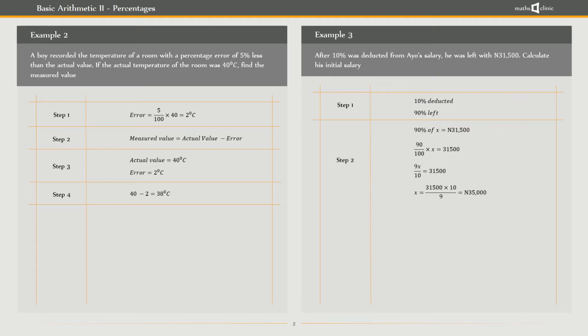Very simple. Just one principle you need to take note of: if you have a whole, you have 100%, and when you take 10% out of this whole, you have 90% left. So what he was left with was 90% of the initial salary, x, which equals 31,500, and from that point on, it's just basic maths. So let's do one final example. I think we have one final example.